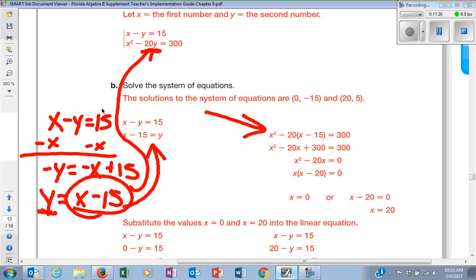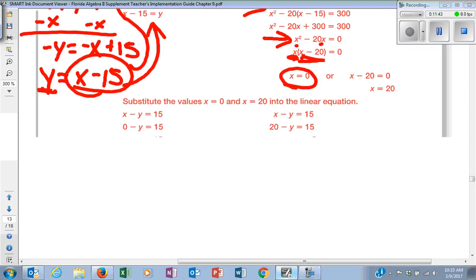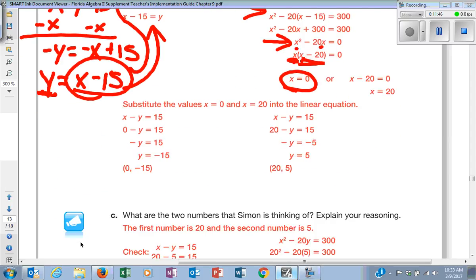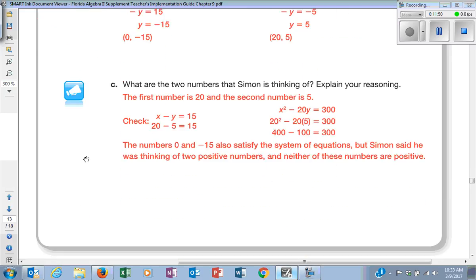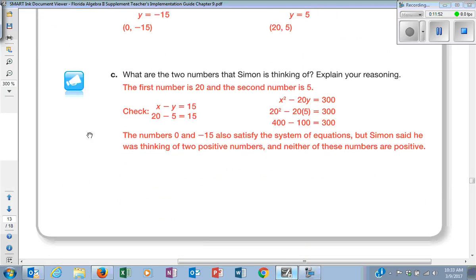They then say, hey, the first thing when I go to factor, I look for greatest common factor. Both of them have x. They factor out the x. Then they get x times (x minus 20). If this is 0, that's 0 times anything, I don't care, 0. So x could be 0 or positive 20. They substitute in, they find the two ordered pairs, and boom. All right, what are the two numbers Simon is thinking of? The first number is 20, the second number is 5.